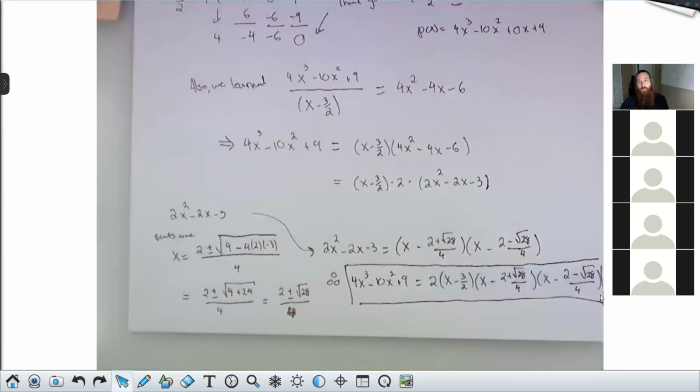Remember, our goal was to factor. This is fully factored. This is as nice as you could possibly hope for. You've got your lead coefficient, and then all of the factors in terms of the roots. So this statement right here is what we were trying to get to. This is as nice as it gets. Yeah, the goal is to get to here.